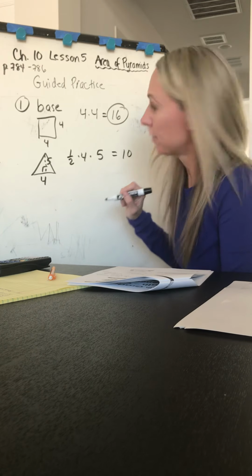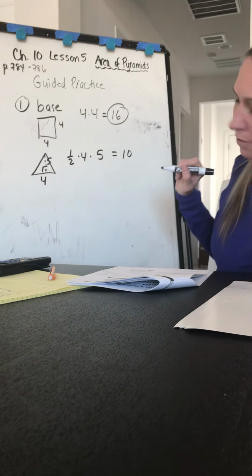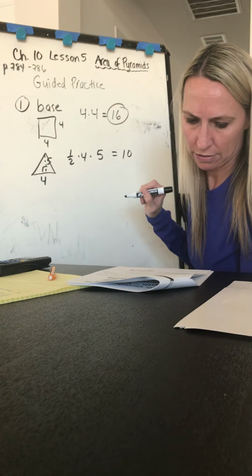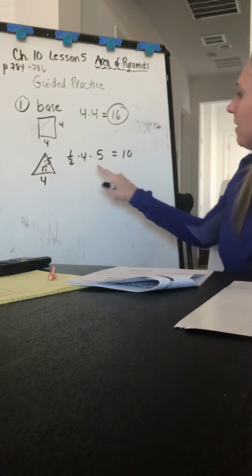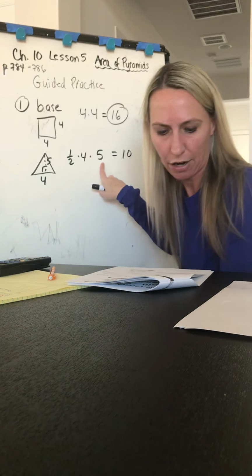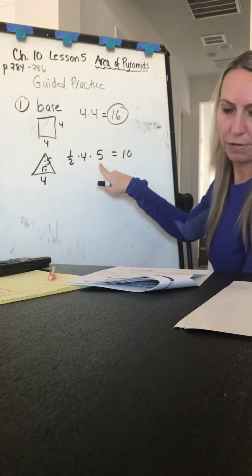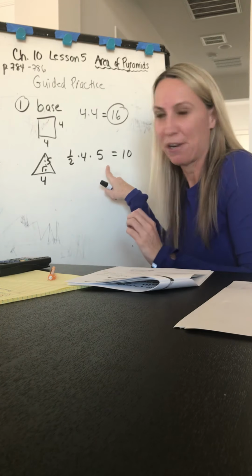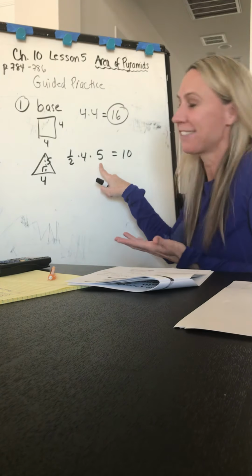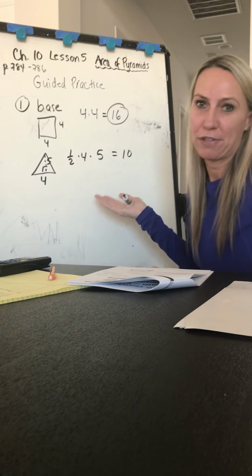So, let's see, do I have the right one here? You know what, I can't tell if this is a 5 or a 6 on my copy. So I'm doing it as a 5, but if you have a better copy and you can tell that it's a 6, then use 6. It looks to me like it's a 5, so I'm just going to do it this way.